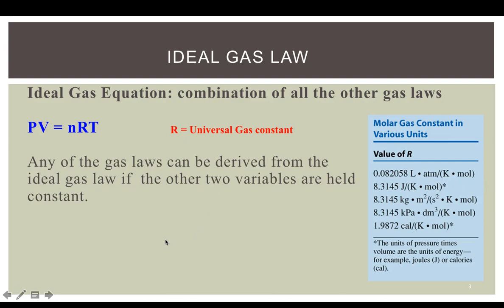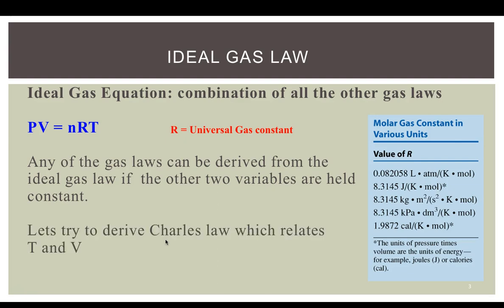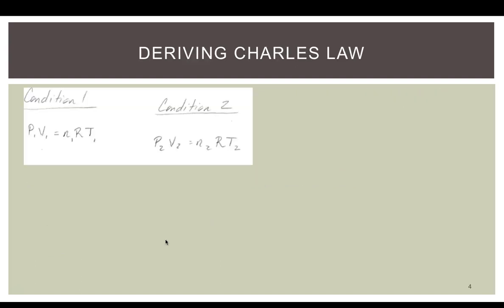So as I was saying before, any of the gas laws can be derived from the ideal gas law if the other 2 variables are held constant, right? So what I want to try first is to derive Charles' law, which relates T and V. So let's think about that.